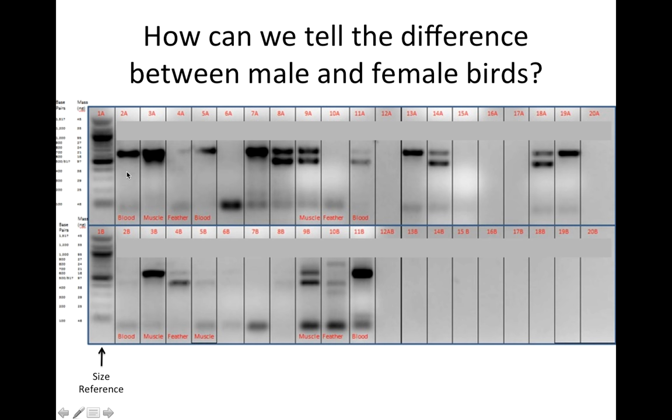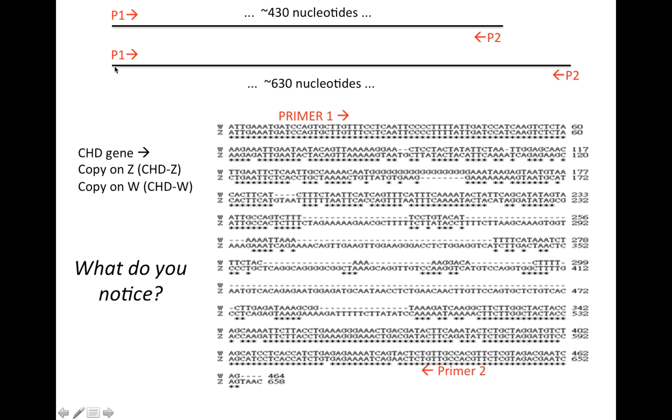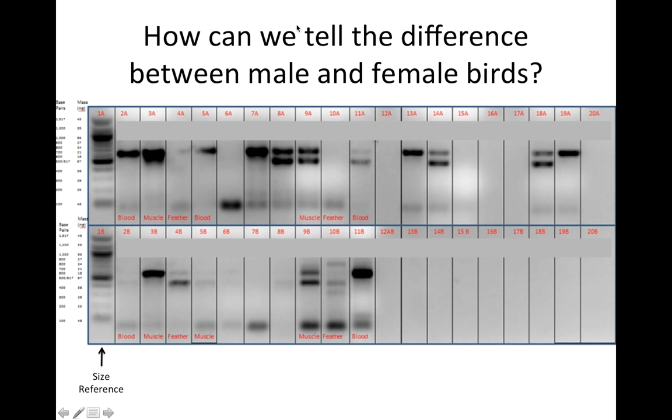And so what we're looking at here are different samples from different birds. Some are from blood, some are from muscle, some are from feather. And so what we see are these different bands here. Right? So what does this mean? Well, we said that when we use this PCR, the Z is going to give us a band around 630 nucleotides, and the W is going to give us a band around 430 nucleotides. And so if an individual has a Z chromosome and another Z chromosome, then we would expect to get a whole bunch of DNAs that are 630 nucleotides.